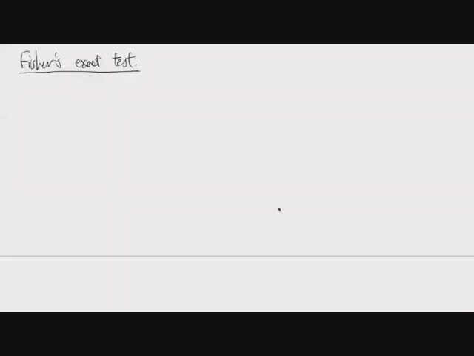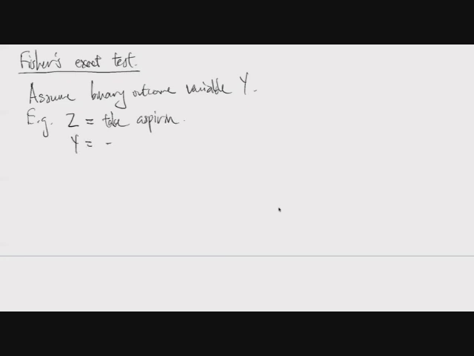In this video, we're going to introduce Fisher's exact test, which is a test that you can use to test the Fisher sharp null hypothesis. This applies to the setting where we have a binary outcome variable Y. Here's an example. Imagine that you want to test the effect of aspirin. The treatment Z can be taking aspirin, whether or not a given individual takes aspirin, and Y can be whether the fever goes away.